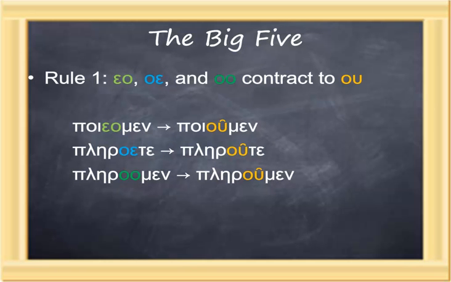Rule number 1. The combination of epsilon, omicron, or omicron, epsilon, or 2 omicrons contracts to omicron, upsilon. So poi-omen contracts to poi-oumen. Epsilon plus omicron contracts to omicron, upsilon. Similarly, pleroo-ete contracts to plerouete, and plero-omen contracts to plerouomen. This is rule 1.